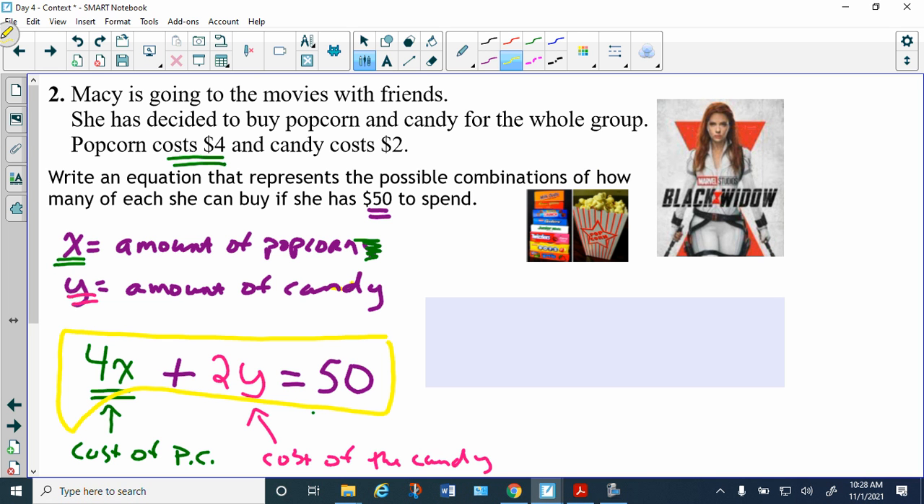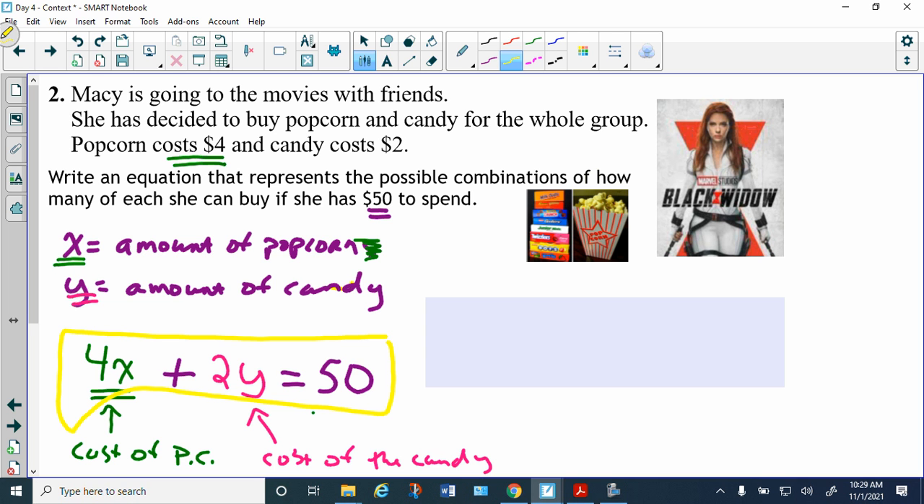Or if she buys, okay, I'm going to just keep guessing. Let's say she buys 5 candies. That would be $10 on candy, which would leave her $40 for popcorn. That means she could buy 10 popcorn. So see how this equation is kind of cool. It leaves us with some idea of what she could buy of the candy and how many she could buy of the popcorn within her restriction of only spending $50. Only $50. That's a lot of money to spend on popcorn and candy.